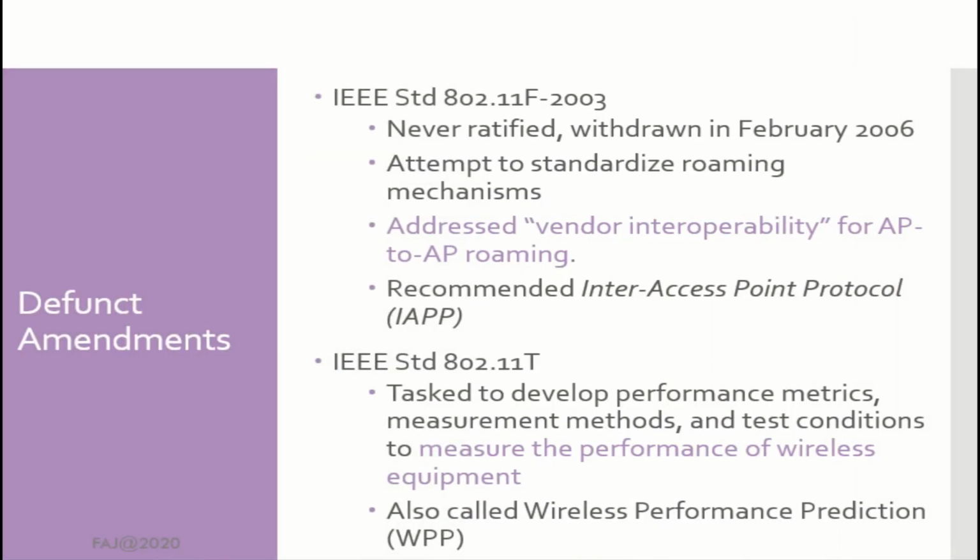For defunct amendments, the next 2 amendments were never ratified and are considered dead in the water. The first one is IEEE Standard 802.11 capital F 2003, never ratified, withdrawn in February 2006, in an attempt to standardize a roaming mechanism. And the other one is IEEE Standard 802.11 capital T, tasked to develop performance metrics, measurement methods, and test conditions to measure the performance of wireless equipment, also called wireless performance prediction.